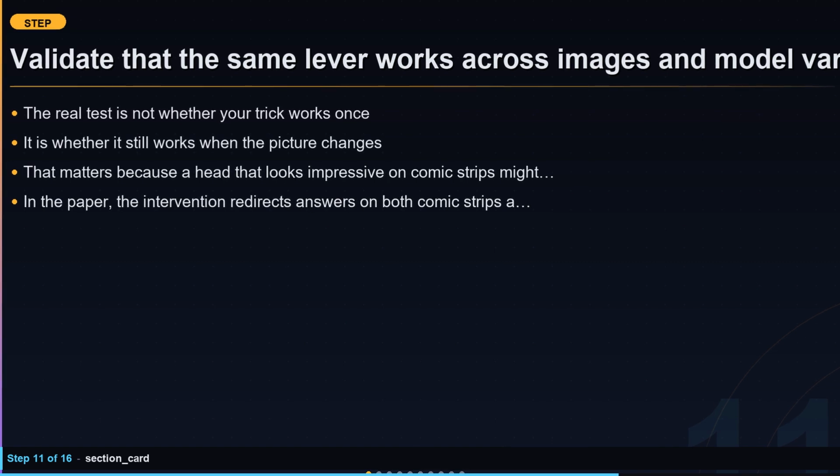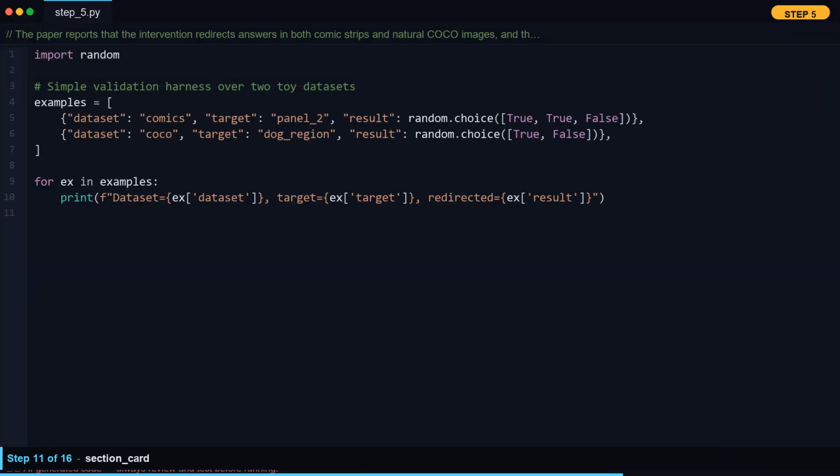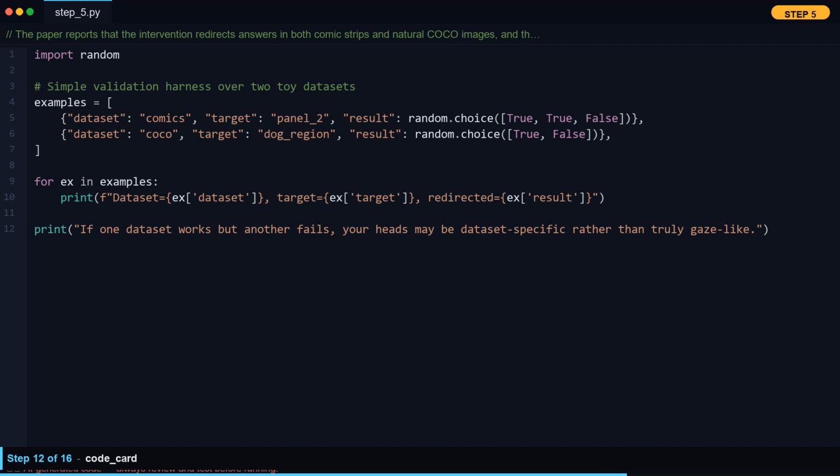If one dataset works and another fails, that is not a bug to ignore. It is a clue that your heads may be dataset specific rather than truly gaze-like. And the next step is to turn that clue into a reliable ranking test.